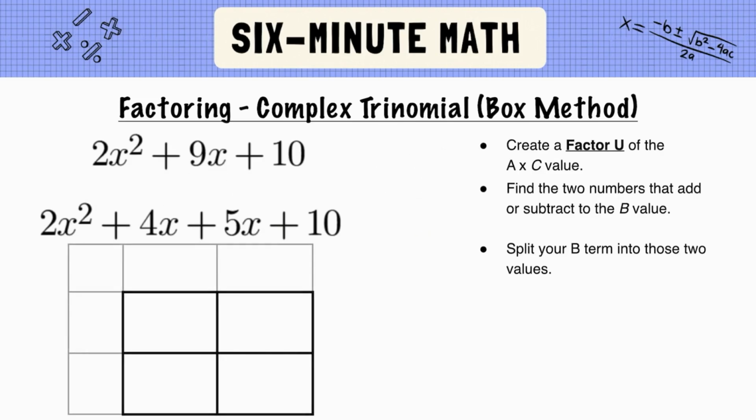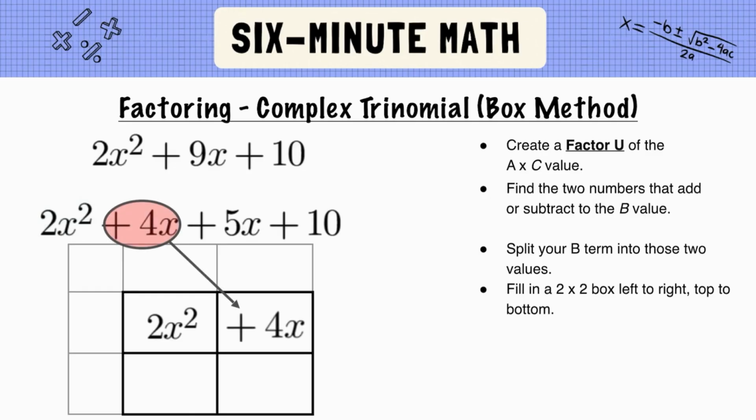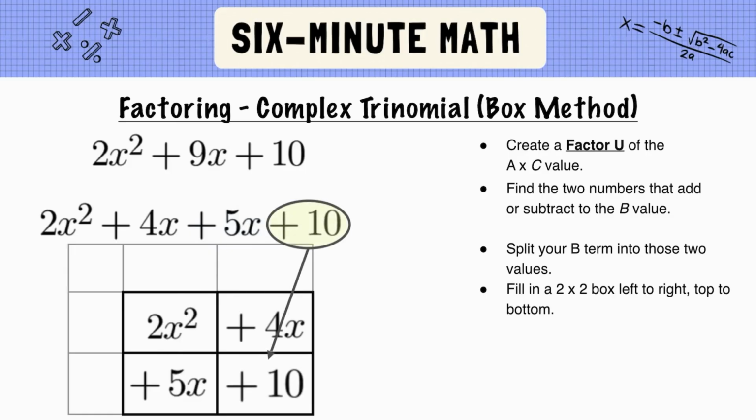We have our box, and we're going to write our terms in left to right, top to bottom. So we fill in our 2x2 box. 2x squared is going to go in the top left. 4x is going to go beside it. 5x is going to go in the lower left. And positive 10 is going to take that last spot.